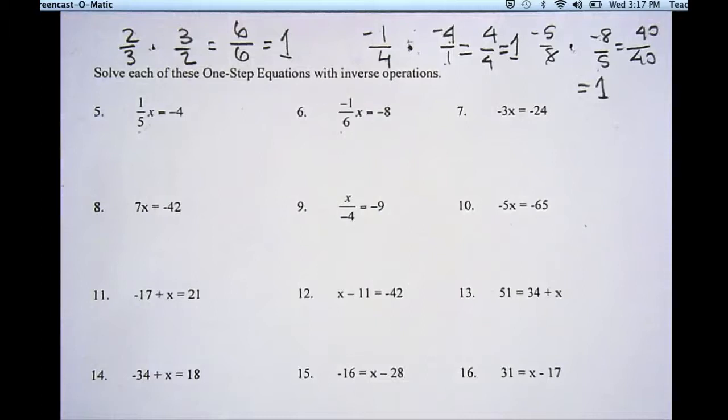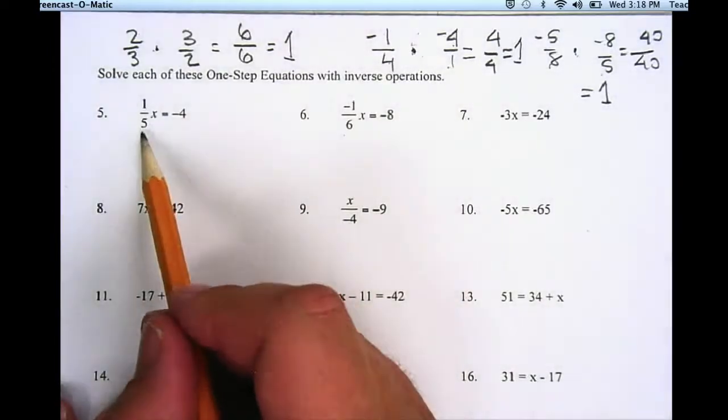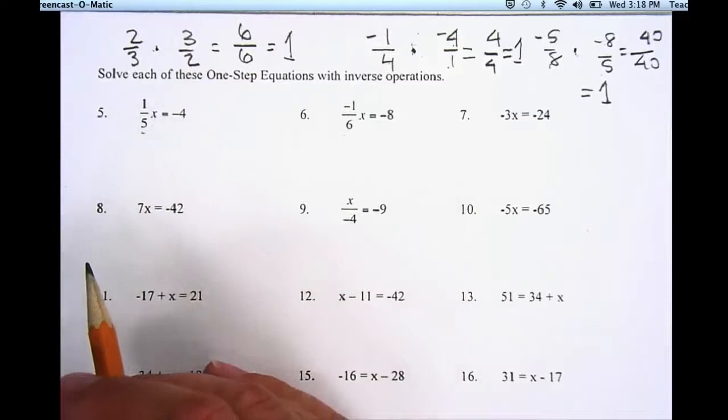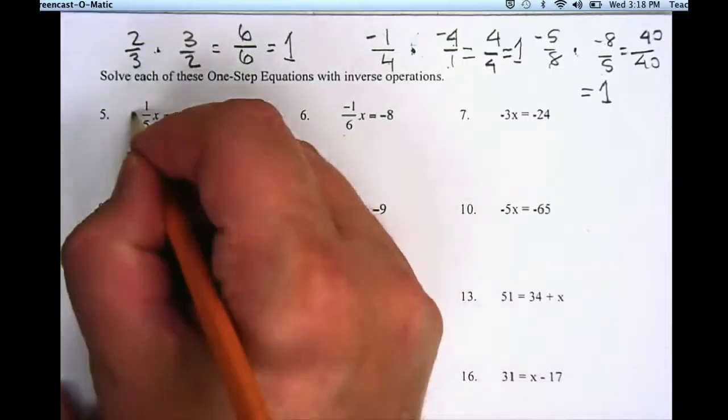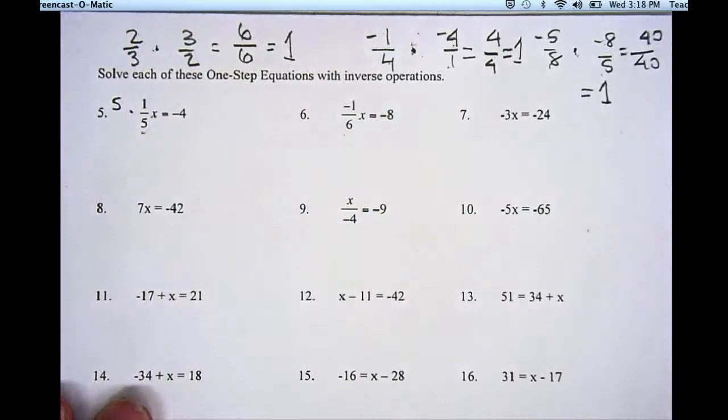So what I'm going to do to the fraction that's multiplied by the variable is multiply by the reciprocal, because then what I'm going to get is 1x. And that's what I want to have for these problems. So let's look at number 5. I'm multiplying x by a fraction. So I'm going to multiply 1/5 by the reciprocal of 1/5. Well, the reciprocal of 1/5 is just 5/1 or 5.